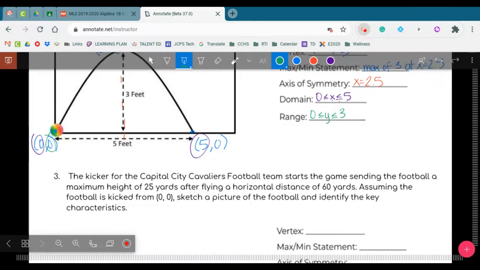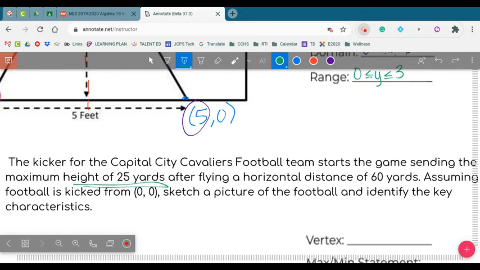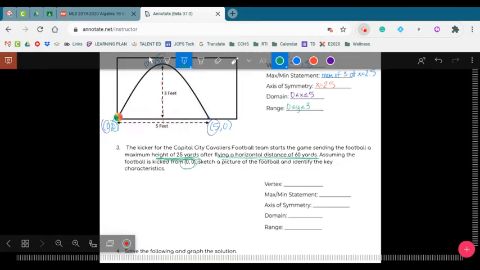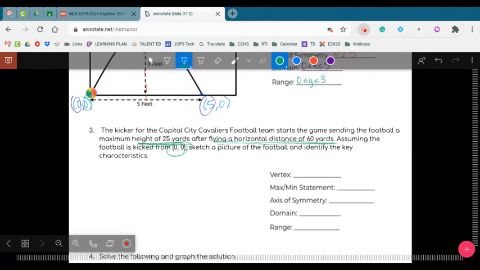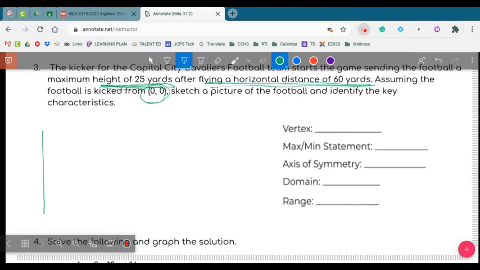Okay, so in our next problem, we're going to have to draw our picture. So it says the kicker for the Capital City Cavaliers football team starts the game by sending the football a maximum height of 25 yards. So that's going to be our y value because it's the height after flying a horizontal distance of 60 yards. So after it flew 60 yards, it had a maximum height of 25. And then it started at 0, 0. It says, assuming the football is kicked at 0, 0, sketch a picture of the football and identify the key characteristics. So we're going to start by drawing our picture.